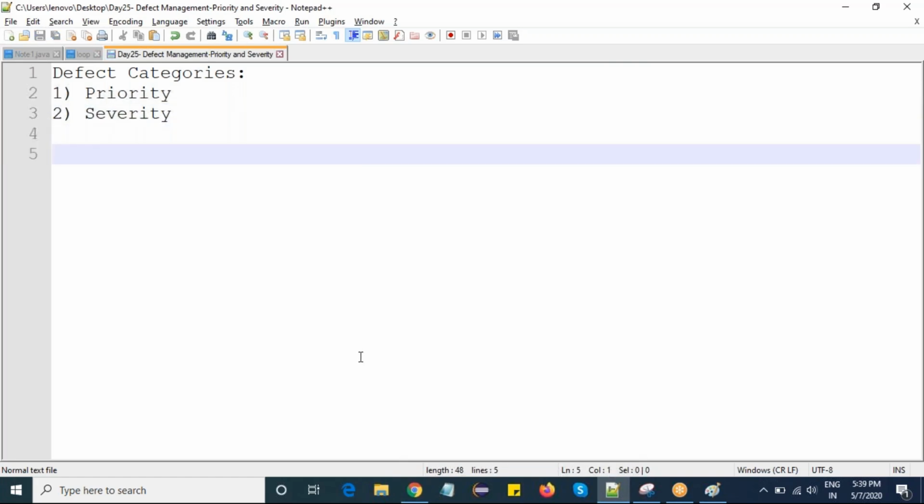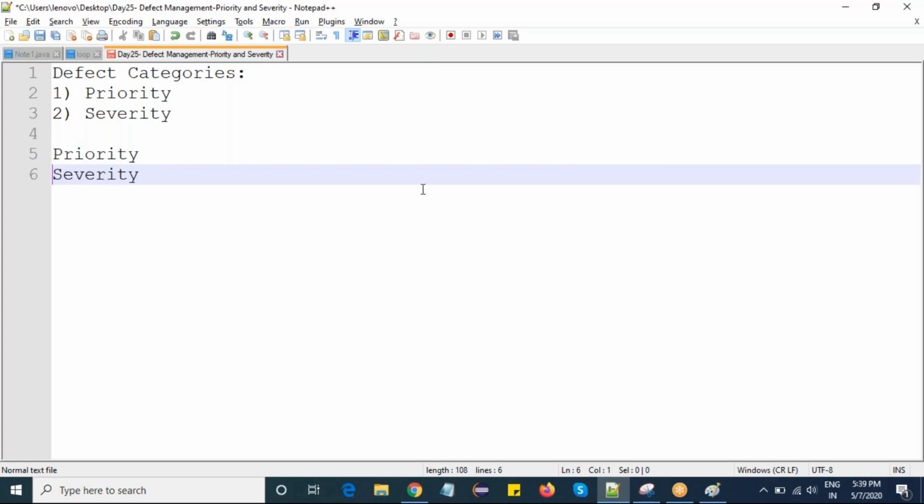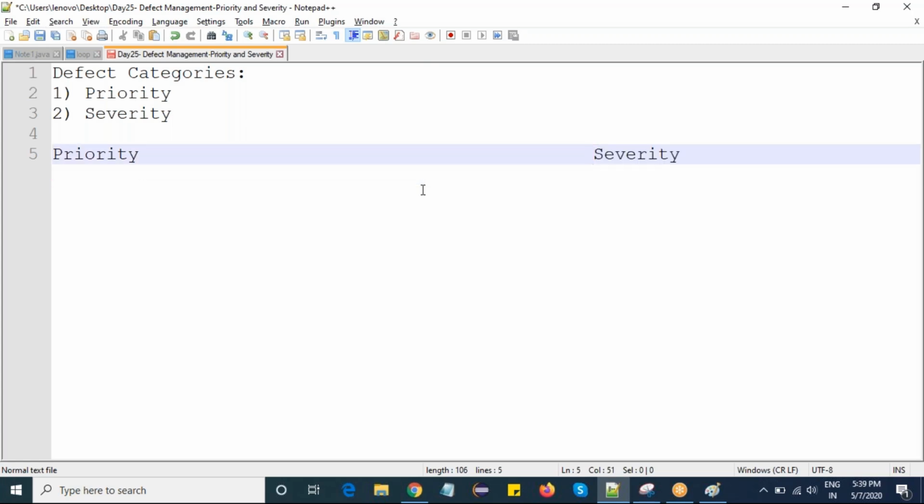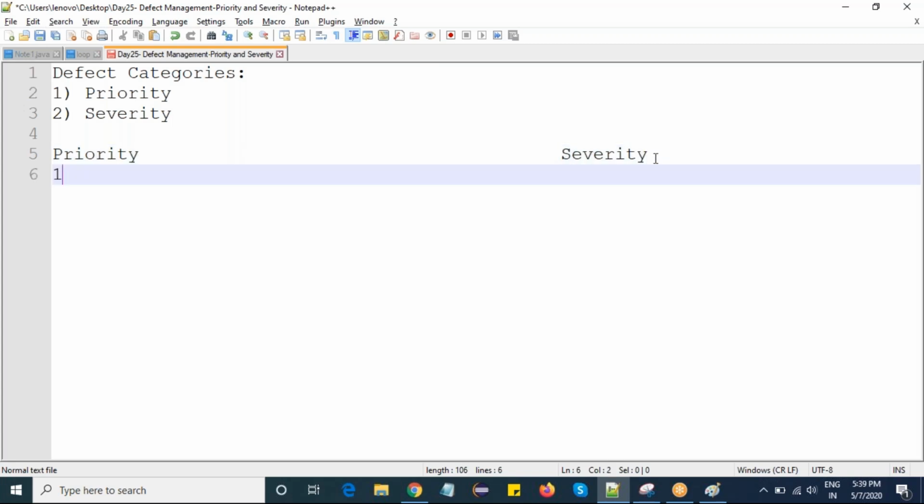Very, very important. So let's take an example. What is the difference between severity and priority? Okay, first one is priority. I will write here priority, and next to it I will write severity. Now we'll take real-time examples of severity and priority. Tell me, at what condition we'll call it priority? In real time, where do we use the word priority?